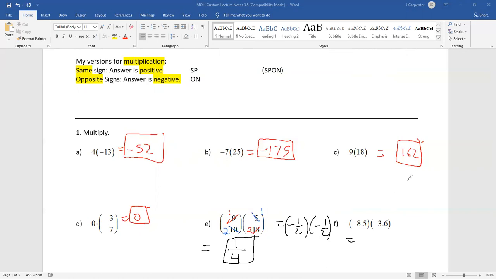So I'm not going to show the work for this. But if you do 8.5 times 3.6, you'd get 30.6. I'll leave that up to you to show. A negative times a negative is a positive. So you should be able to get 30.6 on your own for that one.